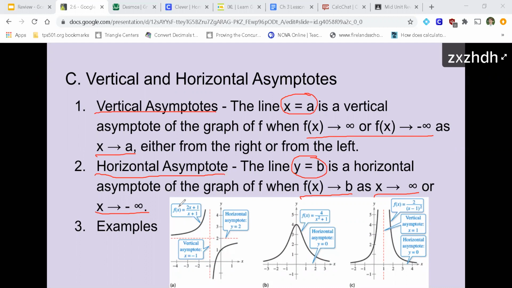So for example, if we look at this first one, this vertical line, x equals -1, is an asymptote because as we approach it from the left, f of x goes to positive infinity. And as we approach it from the right, f of x goes to negative infinity. The horizontal line, y equals 2, is an asymptote as well, because as we approach it from above, x goes to negative infinity. And as we approach it from below, x goes to positive infinity.